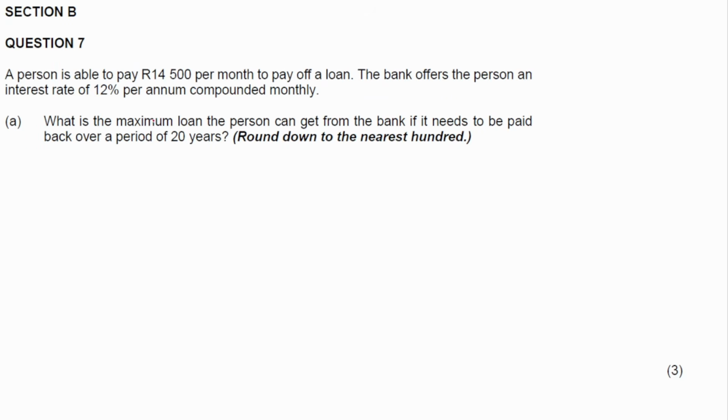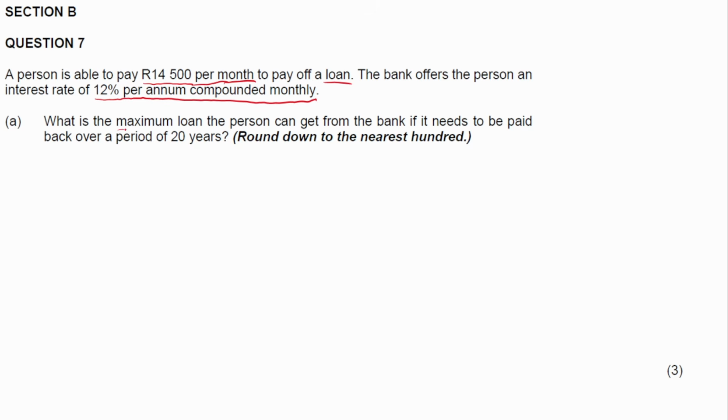So what we have over here is similar to, so first we're in section B now. So half of the paper is already done. What we have now is a person that's able to pay 14,000 Rand per month, okay? And they're paying off a loan. So the bank offers this person an interest rate of 12% per annum compounded monthly. So we're compounding monthly, we're going to have to be careful again. We're going to have to be dividing by 12 and then timesing our n by 12.